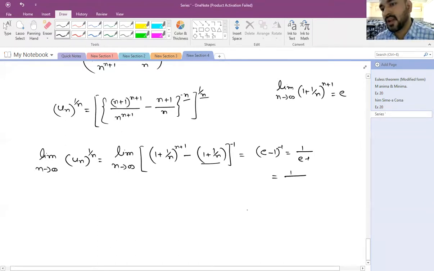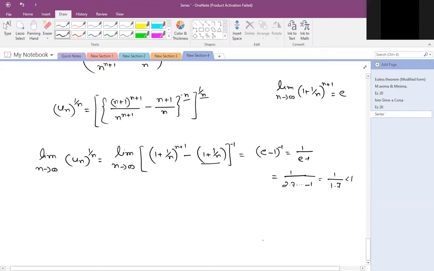Now, anybody knows the value of e? The value of e is 2.7 something. Minus 1 if you do, so 1 upon 1.7 something. 1 upon 1.7: the denominator is more than the numerator, so definitely this is less than 1.